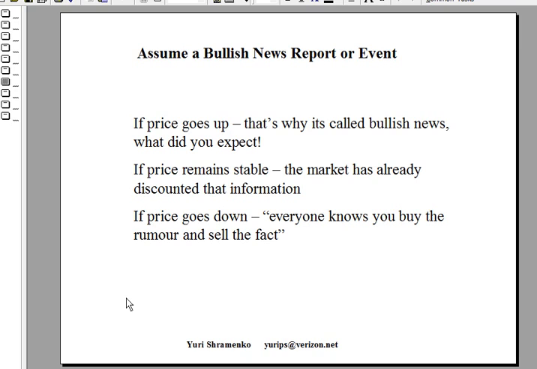Now, what if the bullish news comes out and price does the opposite? It goes down. Bullish news, bearish result. Well, how many times have you heard this one? Everyone knows you buy the rumor and you sell the fact.